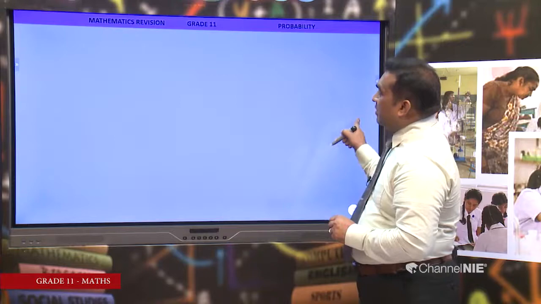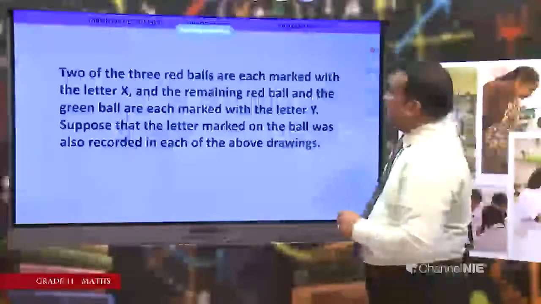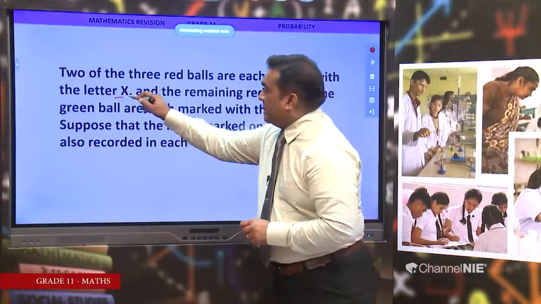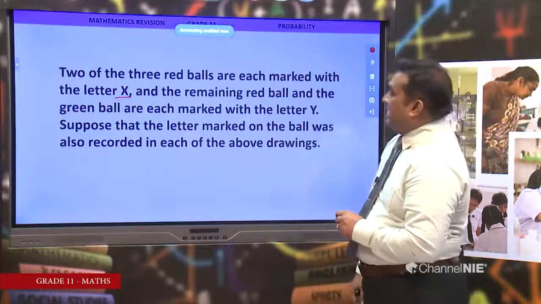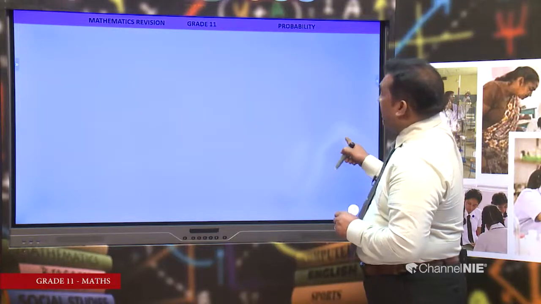Now, 2 of the 3 red balls are each marked with the letter X, and the remaining red ball and the green ball are each marked with the letter Y. Suppose that the letter marked on the ball was also recorded in each of the above drawings. Now there are 2 sets, letter X and letter Y. We'll see in the diagram.